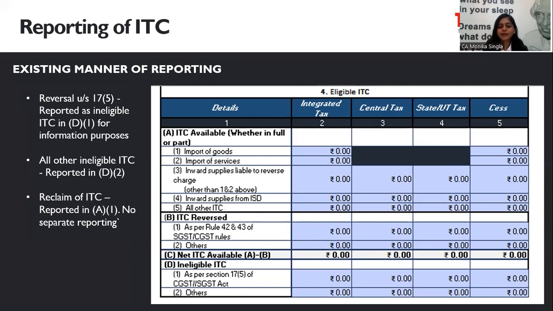Now let us discuss the head D, ineligible ITC. This head contains the details first. In the first column, this contains the details of ITC that is ineligible because the same has been blocked by section 17.5. Section 17.5 contains the blocked credits such as credit on motor vehicles or catering services, etc. And head D also contains the ineligible ITC on other account. So this is the current manner of reporting of ITC in Form GSTR-3B.